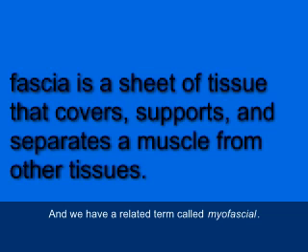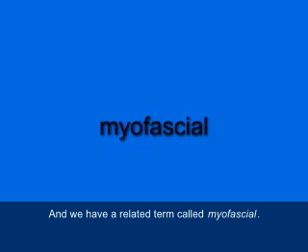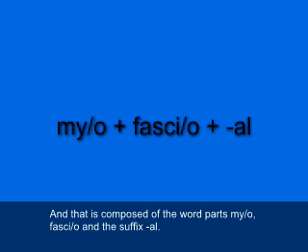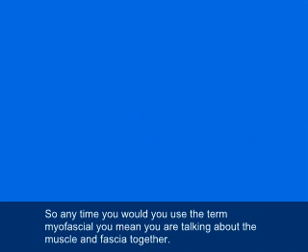And we have a related term called myofascial, M-Y-O-F-A-S-C-I-A-L, and that's composed of the word parts myo, fascio, and the suffix -al. That term means pertaining to the muscle tissue and the fascia. So anytime you would use the term myofascial, you mean you're talking about a muscle and the fascia together.